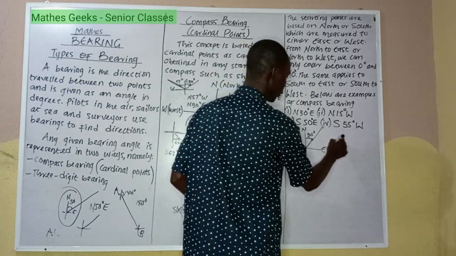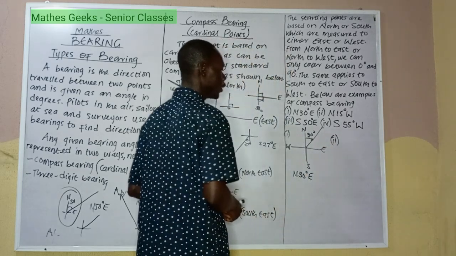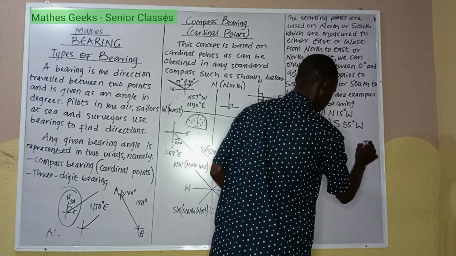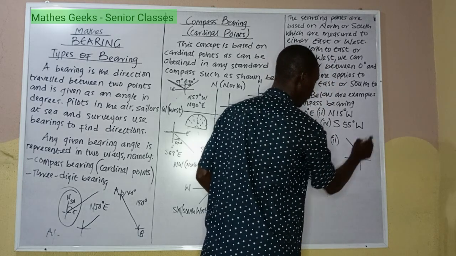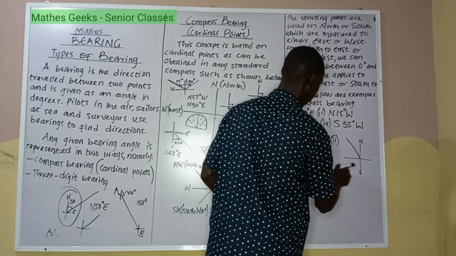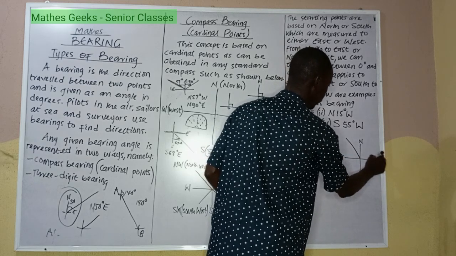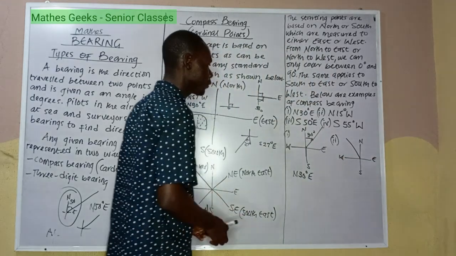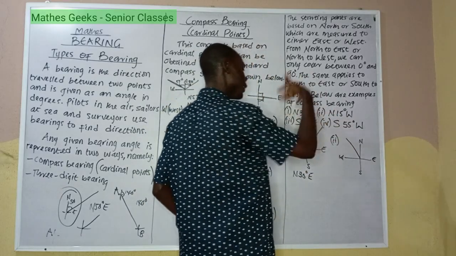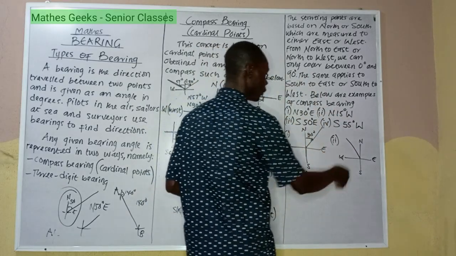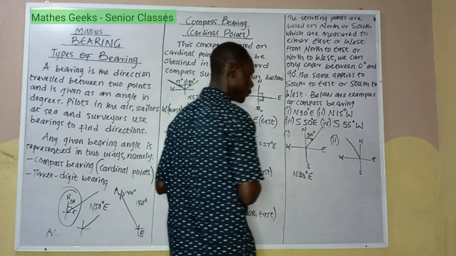So for number 2, north 15 degrees west. So this is our north, this is our south, this is west, and this is east. So north 15 degrees west. From what you can see, we have north and west, so the movement would be in the northwest plane.